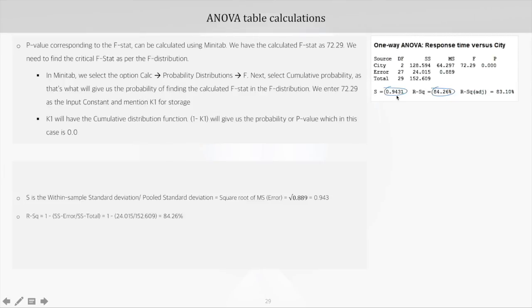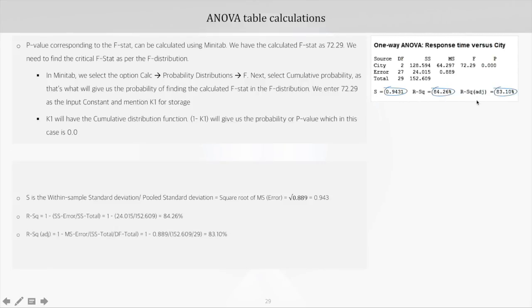The next metric is the R squared value, the coefficient of determination. R squared is given by 1 minus the ratio of sum of squares for error and the total sum of squares. In this case it will be 1 minus 24 divided by 152. So that comes to around 84.26%.